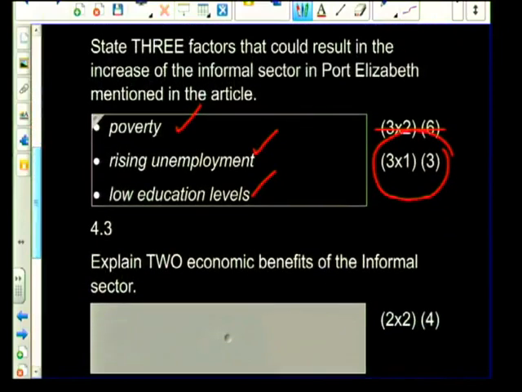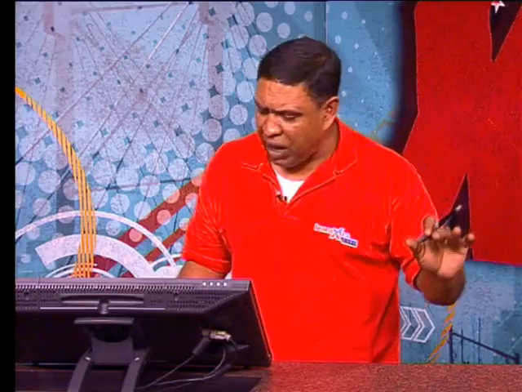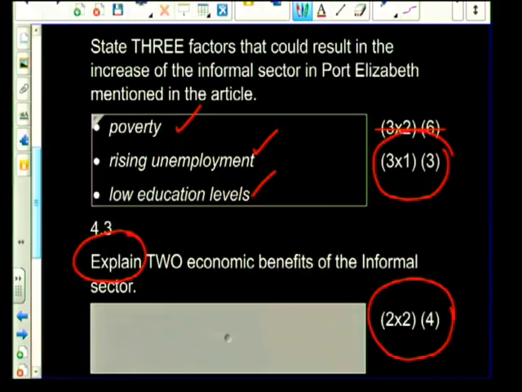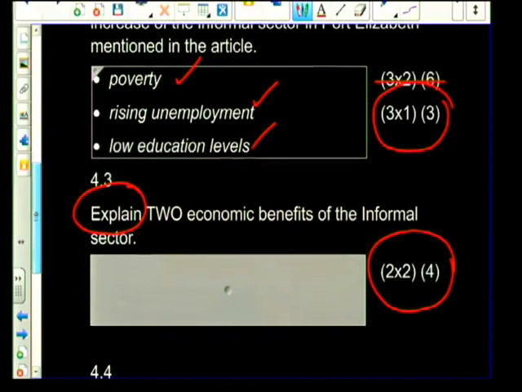4.3, explain 2 economic benefits of the informal sector. The operational word is explain. So when you're explaining, you're giving more detail. And as in the past and now, it is 4 marks. Same, 4 marks, because you are explaining. So some mark allocations are similar.